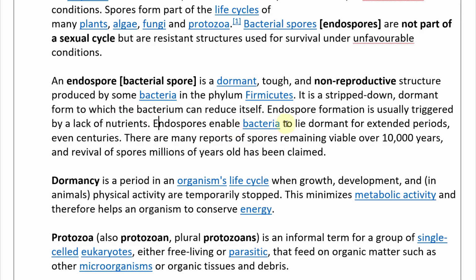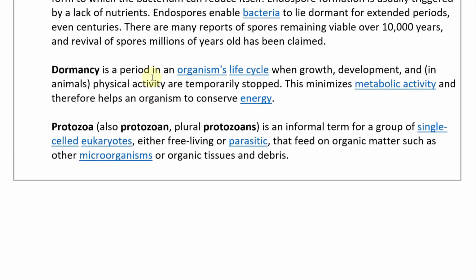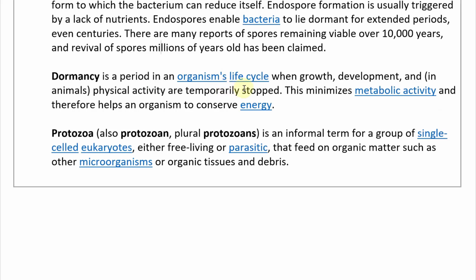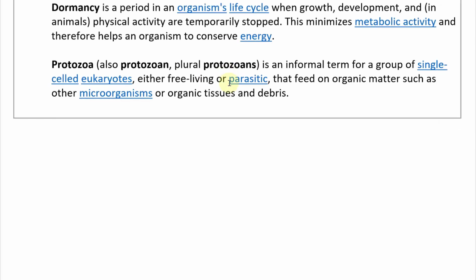Endospores enable bacteria to lie dormant for extended periods, even centuries. There are many reports of spores remaining viable over 10,000 years, and revival of spores millions of years old has been claimed. That's quite remarkable. Dormancy is a period in an organism's life cycle when growth, development, and in animals physical activity are temporarily stopped. This minimizes metabolic activity and therefore helps an organism to conserve energy.